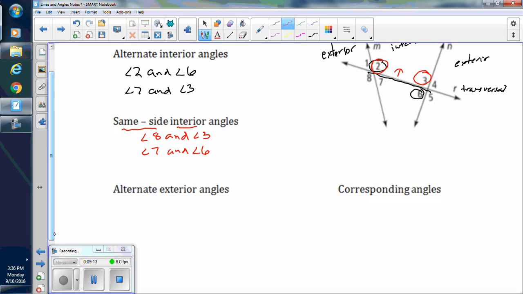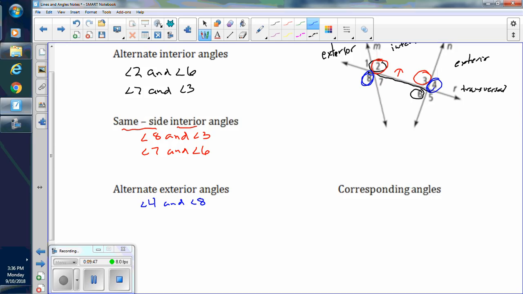Our other type of angle is alternate exterior. So here we're looking, alternate means on opposite sides of the transversal, and exterior means outside of the two lines. So in this case, let me circle them. There's one there, angle 4, and the other one is over here, angle 8. So angle 4 and angle 8 are alternate exterior.